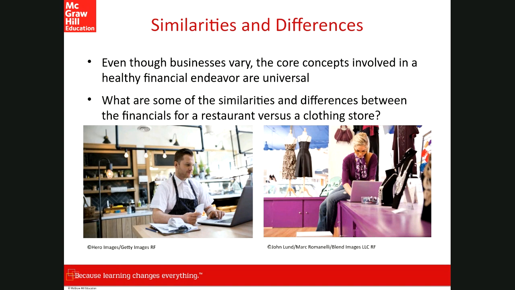Some of the similarities and differences between financials for restaurants versus a clothing store may be, with a restaurant, you're going to have food, right? The type of inventory that you have in a restaurant is going to spoil. With clothes, it may not spoil, but it may go out of style. But you may be able to hold it for a very long time, right? So the financials may look different, but the goal is pretty much the same, where we need a certain profit ratio in order to be successful.